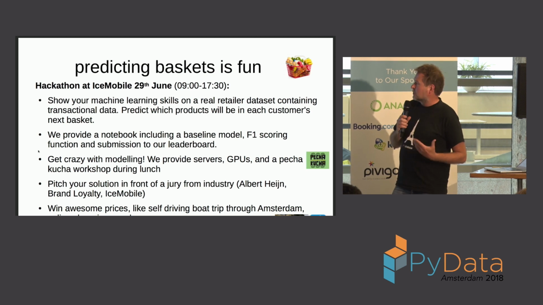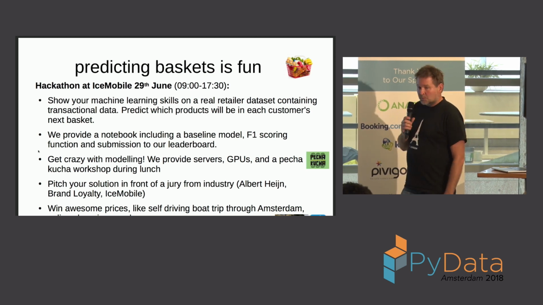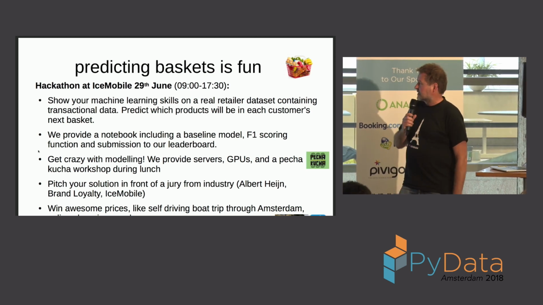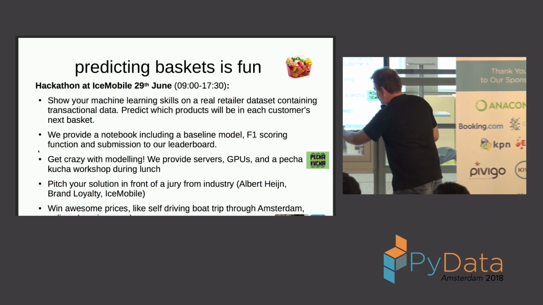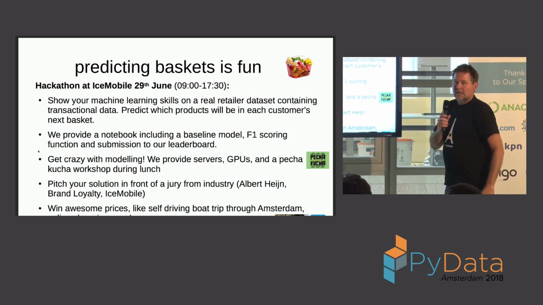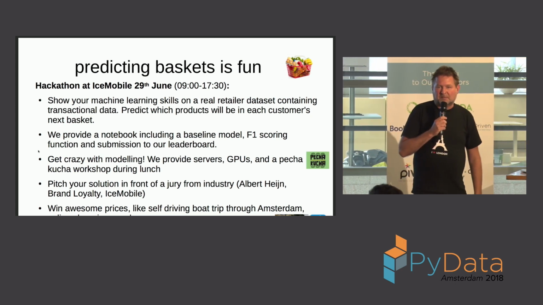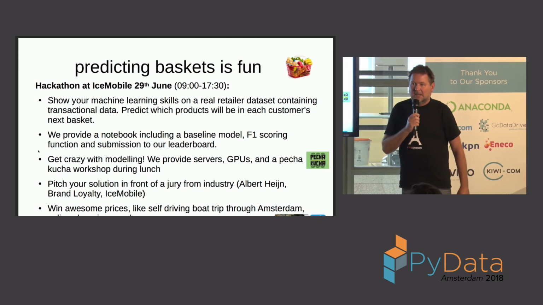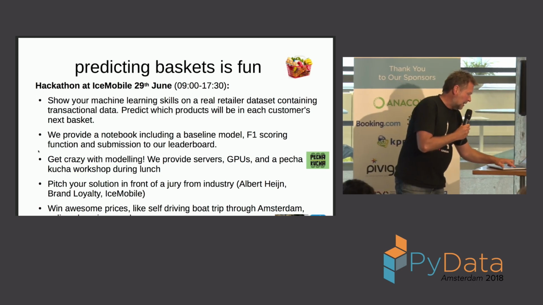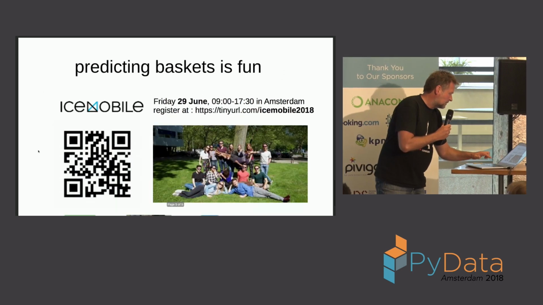We will have servers for you, GPUs, and in the lunch break, we have a Pecha Kucha workshop as an extra. Then we will have a jury from industry, from Albert Heijn, Brandrolti, and Ice Mobile. And you can win awesome prizes. You don't see the pictures here because they're far off, but it will be at least a trip in a self-driving boat from Xomnia. There will also be vouchers from Albert Heijn to do shopping, and other stuff. You can't see the date now, so put it here.